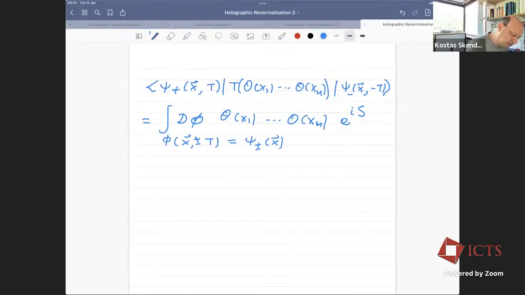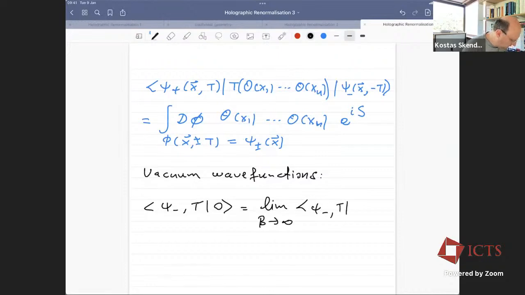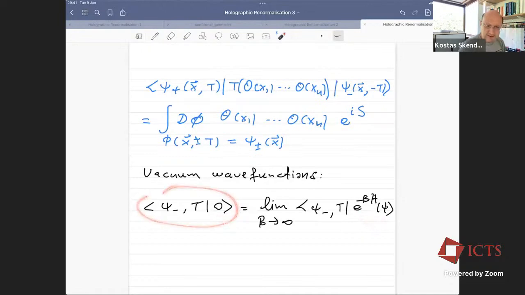So now let's go back to the wave functions. So the vacuum wave function, psi minus at minus t, you can obtain by taking the limit as beta goes to infinity of any state psi, and then you act. So this is a Euclidean path integral because you have a minus here. When you take beta to infinity, this projects to the vacuum state and generates this wave function. And there is a similar construction for the other one.